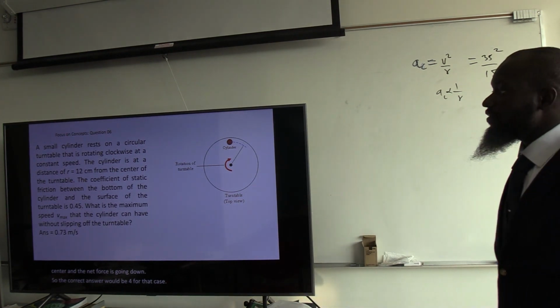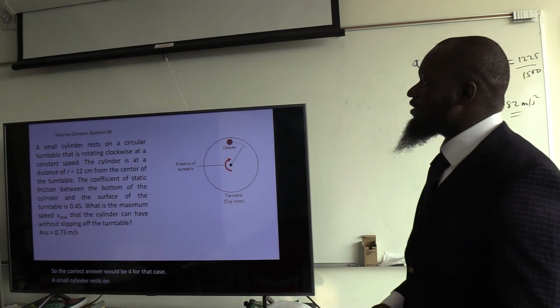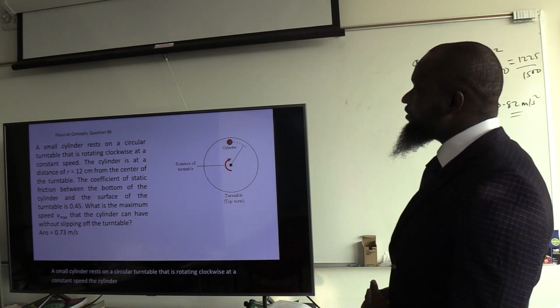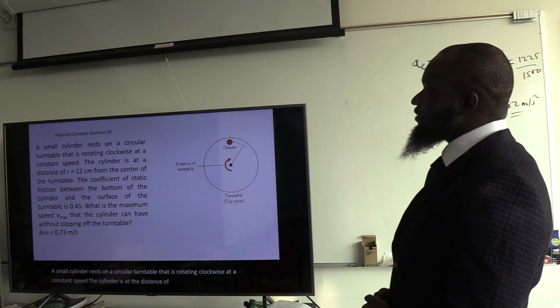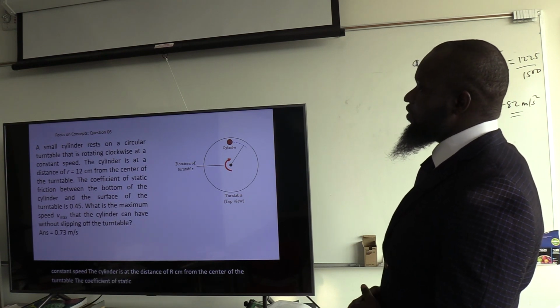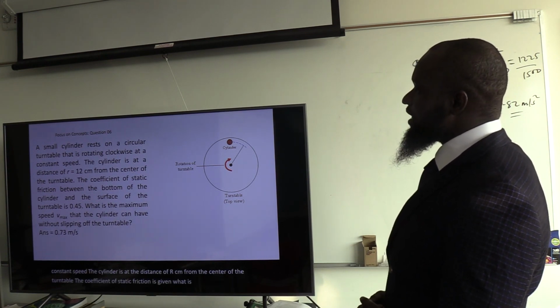A small cylinder rests on a circular turntable that is rotating clockwise at a constant speed. The cylinder is at a distance of r centimeters from the center of the turntable. The coefficient of static friction is given. What is the maximum speed that the cylinder can have without slipping?